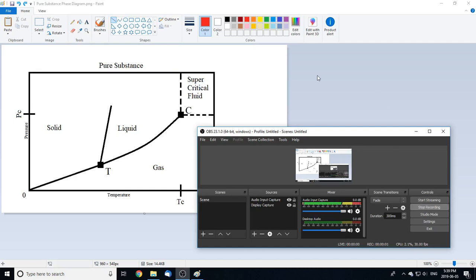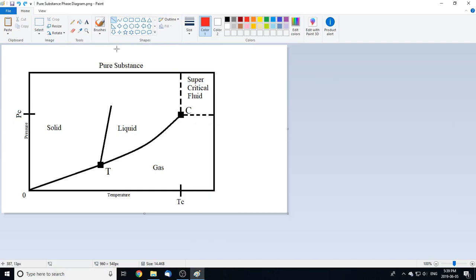Alright, so today what we're going to look at is the phase diagram for a pure substance. It's important to keep in mind before we start, the description I'm about to give is for a pure substance and a pure substance only. So either, for example, water or hexane, but not a mixture, okay? Because those phase diagrams look a little different. So this description is only for the pure substance phase diagram.